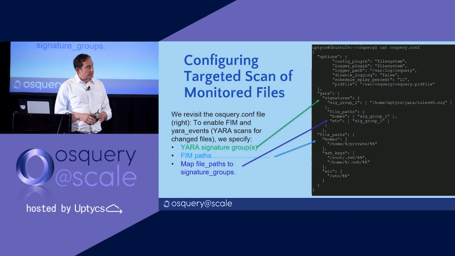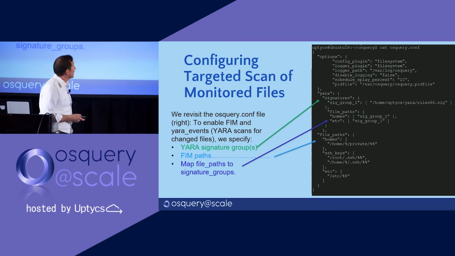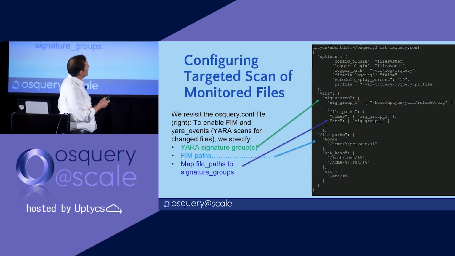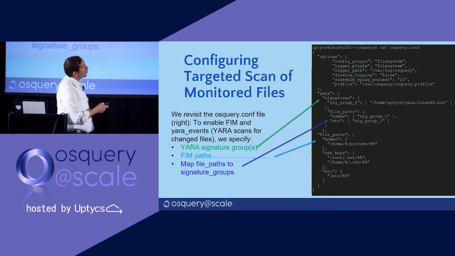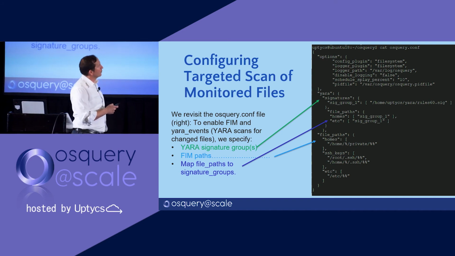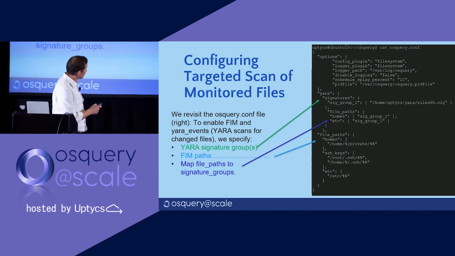So what do you need to configure? In the osquery.conf, you're going to need YARA signature groups. Here you can do one or more signature groups, and they are each one or more SIG files, which, if you're used to YARA, is just a .yara file, just a list of rules. So they call them .sig files in osquery. They're just a group of signatures or YARA rules.